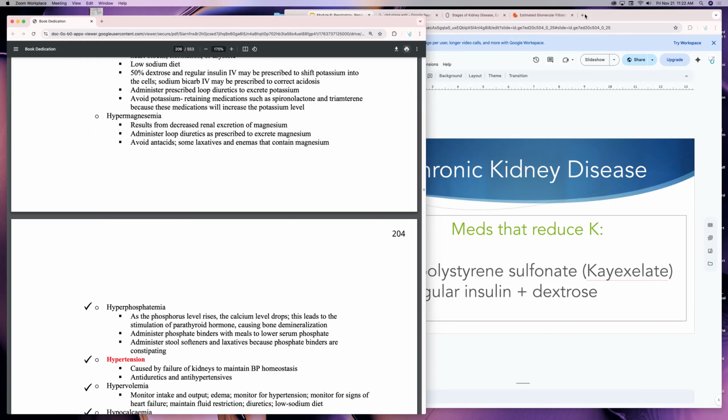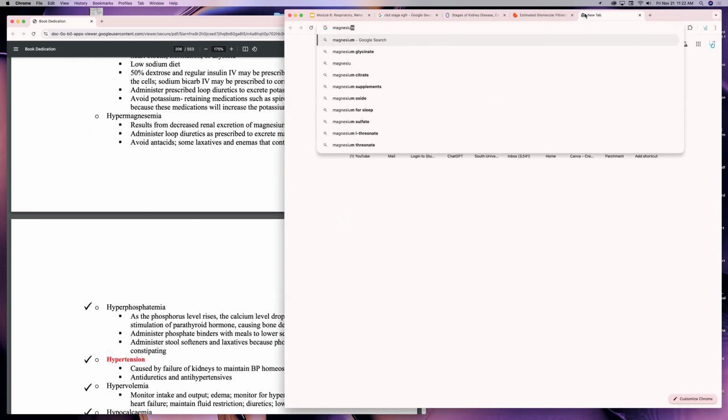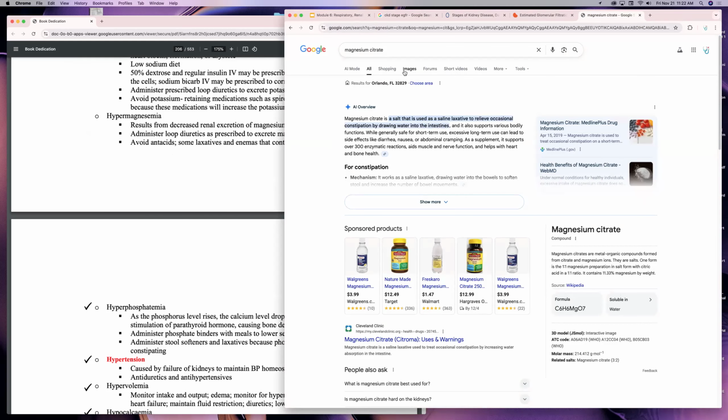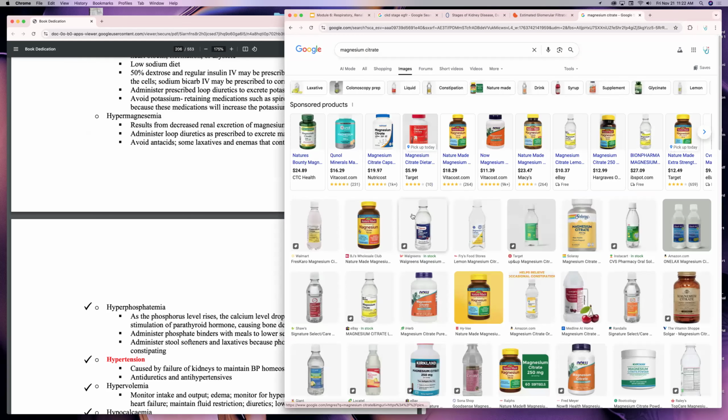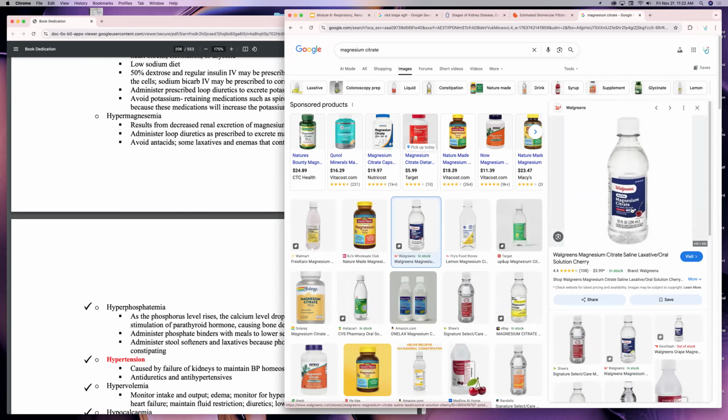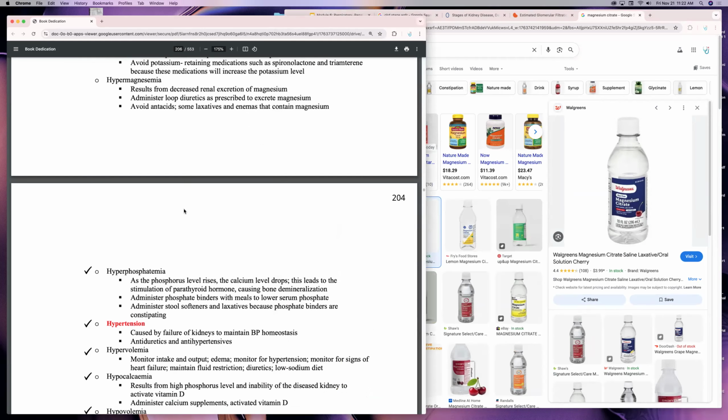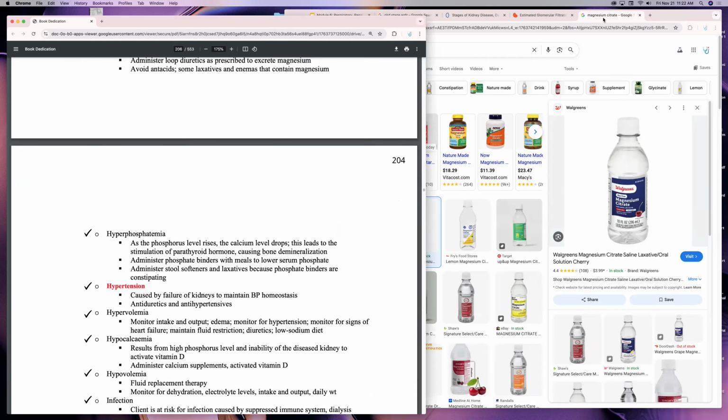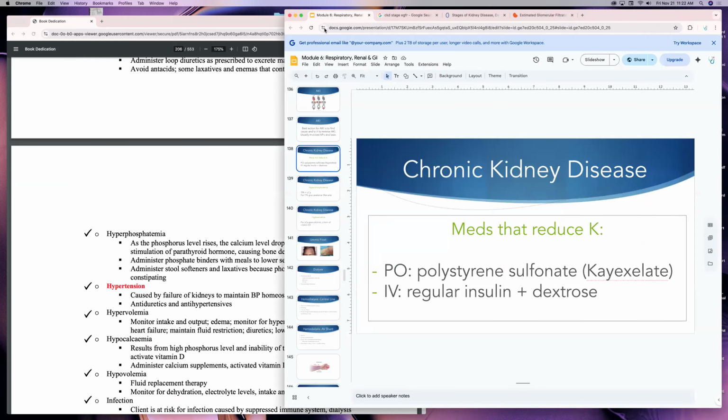Also, let me show you this picture. This glass bottle that you can get at Walgreens, the magnesium citrate, it's a laxative. You drink it and it really makes you go to the bathroom. Would we want our patient with CKD to get this from Walgreens over the counter? No, because they're already at risk for high magnesium. So we're forming a picture of the electrolyte imbalances a patient with CKD is at risk for, right? There's no way around it.